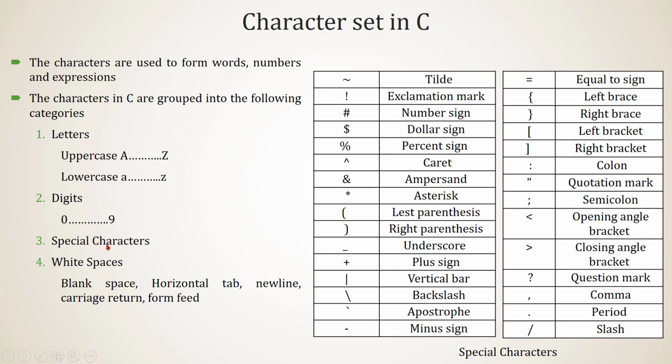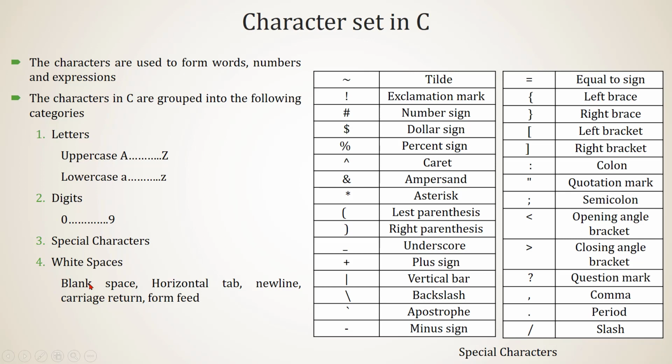Okay. So one more type of characters are there called white spaces: blank space, horizontal tab, new line, carriage return, and form feed. Blank space means, you all know about the space bar. When we press the space bar while typing something, it will give one character space. That character space is also allowed in a C program. So it is also considered as a character in C.